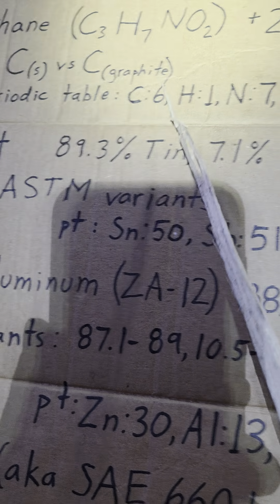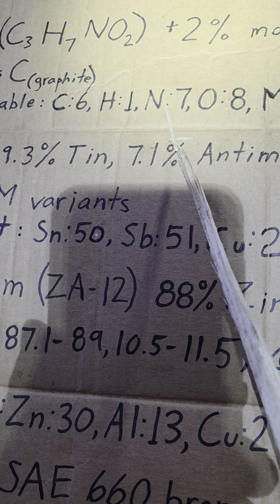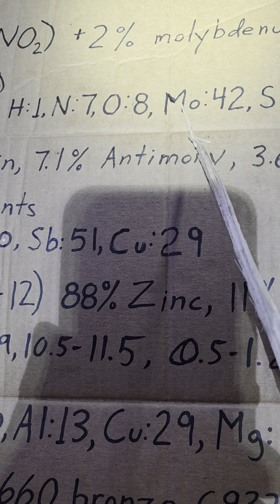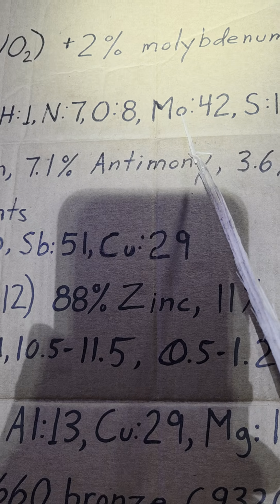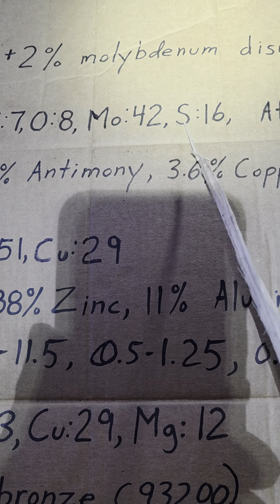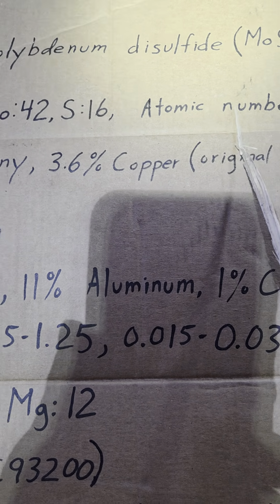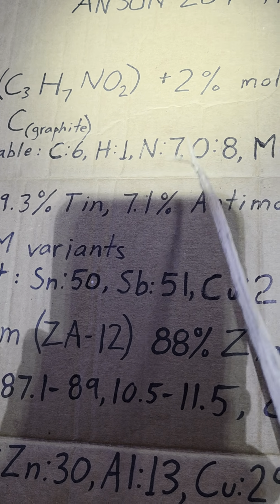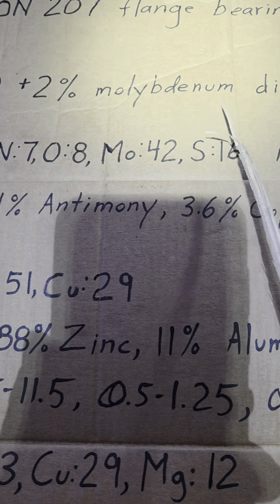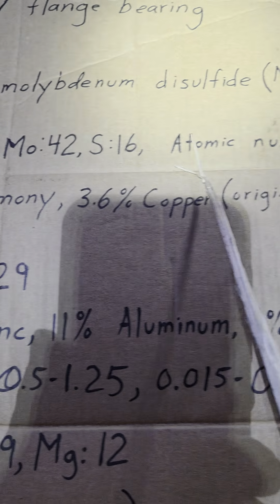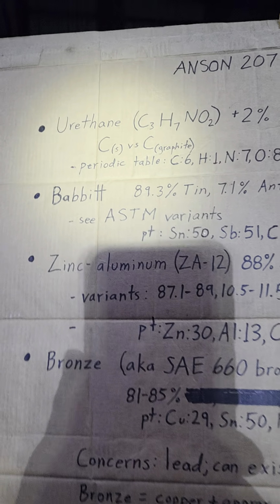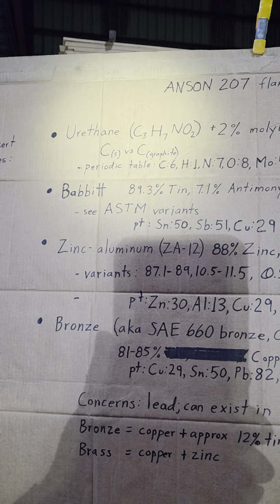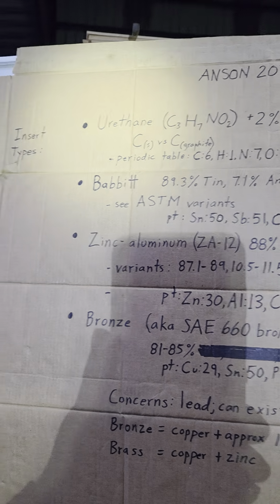Okay, so your periodic table, we got some atomic numbers here we're going to discuss. So your periodic table is your carbon here, your hydrogen is an H, nitrogen, oxygen. Molybdenum here is capital M, lowercase o, and sulfur is your single S. Okay, and your atomic numbers are associated with that. So your atomic number for carbon, 6, hydrogen 1, nitrogen 7, oxygen 8, molybdenum 42, sulfur 16. Okay, and they're associated atomic numbers. So that's what we got there. That's the urethane. That's the rundown, okay?